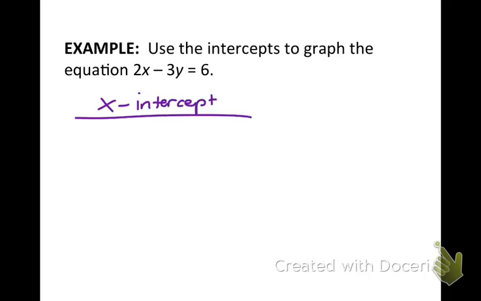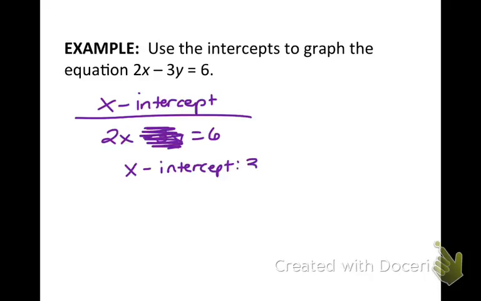So to find the x-intercept, am I going to get rid of the x or the y? I'm going to get rid of the y because I want the x, right? So I'm going to have 2x minus 3y equals 6, and I'm going to get rid of the y term. So what does x equal? 3. So my x-intercept is 3. I shouldn't write it with an equals sign; it is 3. I want to make it look like a solution.